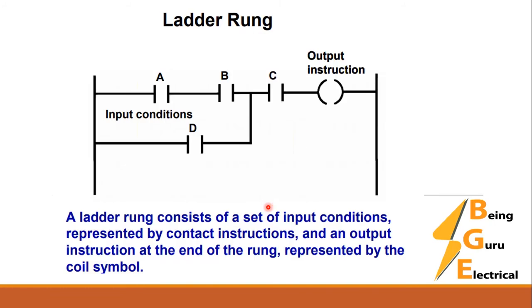Ladder rung. A ladder rung consists of a set of input conditions. These are the input conditions A, B, C, and D, represented by contact instructions, and an output instruction at the end of the rung, represented by the coil symbol. The combination of input instructions and output instruction from left to right is called a ladder rung. So this is one rung.